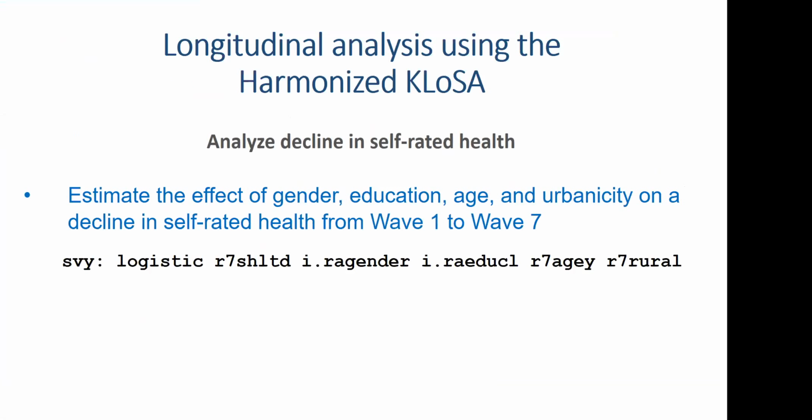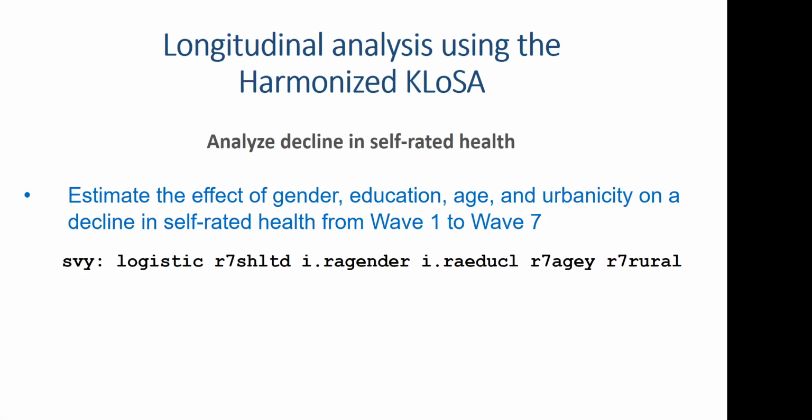And if we want to estimate the effect of different factors on a decline in self-rated health between these waves, then we're going to run a regression. Since we're looking at a binary variable, we're going to run a logistic regression. In this case, I'm using the logistic command, which will produce odds ratios, but you could also use the logit command, which will produce coefficients.